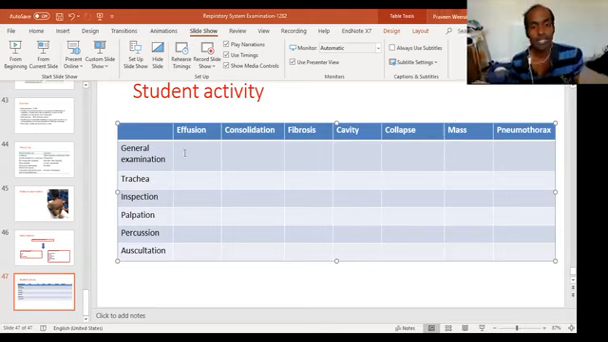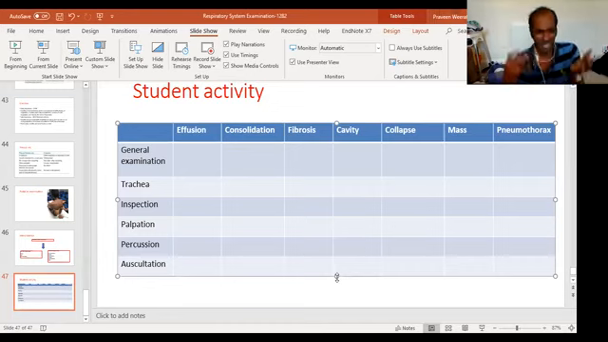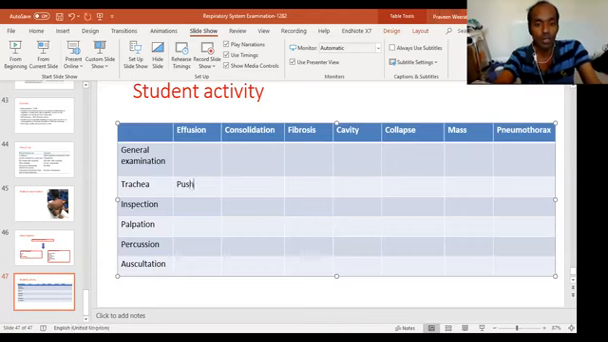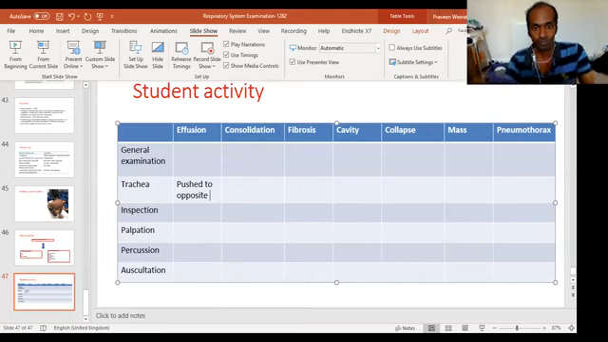Effusion, is there anything in the general examination? Usually no, usually nothing specific. General exam again, nothing specific for effusion. What will happen to the trachea in an effusion? If it's a massive effusion, the trachea will be pushed to the opposite side. In a massive effusion. Okay, massive.